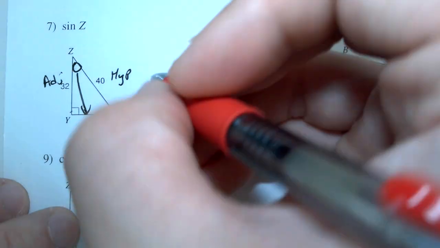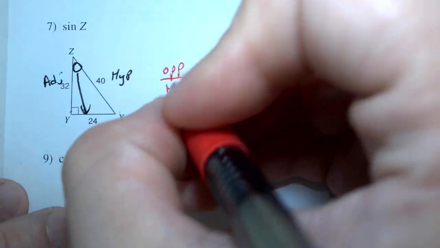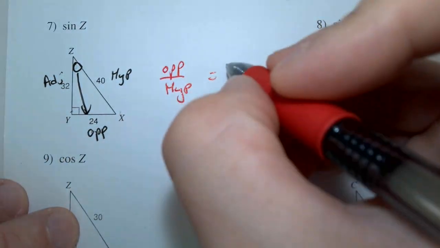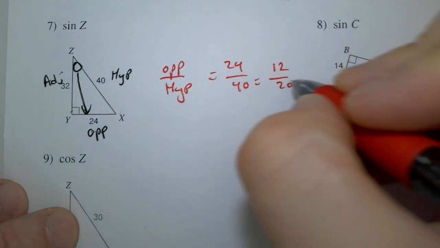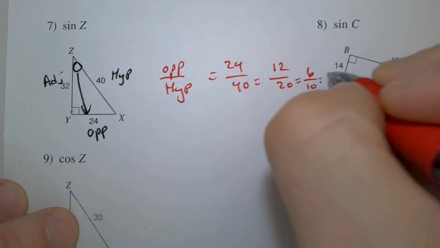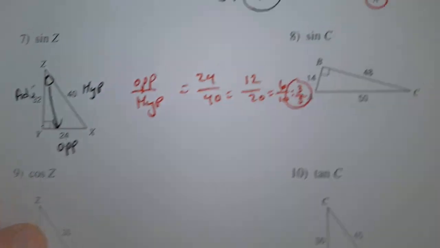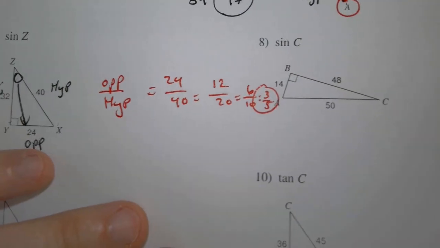We got opposite over hypotenuse for sine, and that would be 24 over 40, better known as 12 over 20, and 6 over 10, and 3 over 5. There's nothing wrong with simplifying 10 times if you have to.